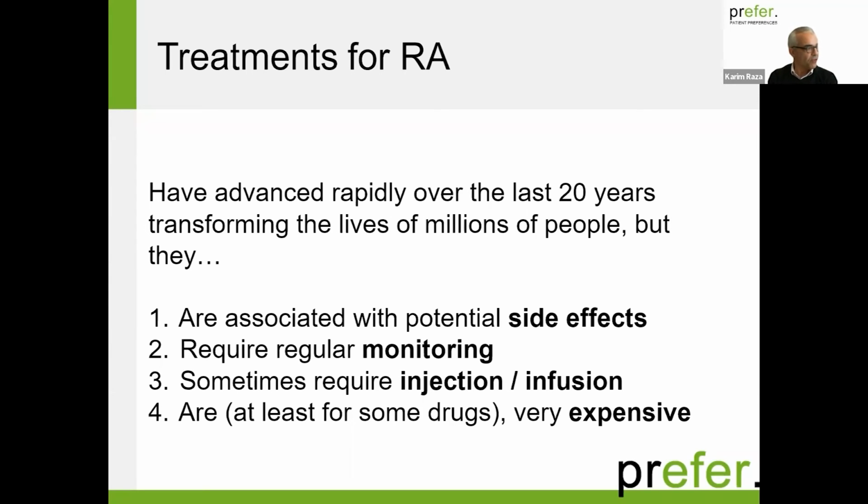Some of them are taken via routes which can, for some people anyway, be a bit of a nuisance. They have to be given by injection, or patients have to come into hospital for infusion. And some, particularly the drugs towards the right-hand end of that table, the biologics and the JAK inhibitors, are actually very expensive. So next slide.